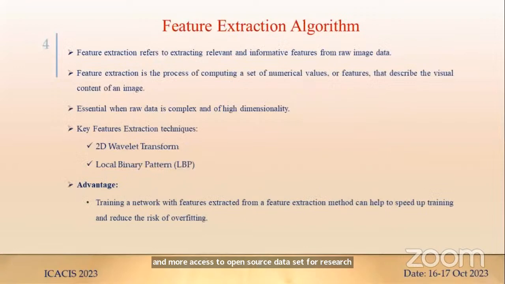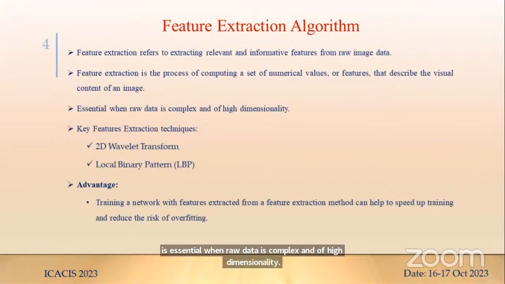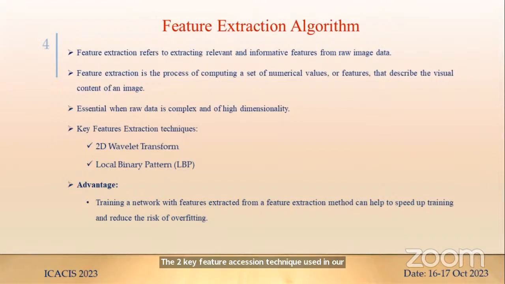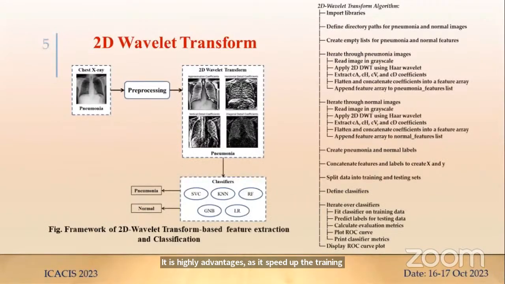Feature extraction refers to extracting relevant and informative features from raw image data. It is a process of computing a set of numerical values or features that describe the visual contents of an image. It is essential when raw data is complex and of high dimensionality. The two key feature extraction techniques used in our research are 2D wavelet transform and local binary pattern. It is highly advantageous as it speeds up the training process and also reduces the risk of overfitting due to a small dataset.